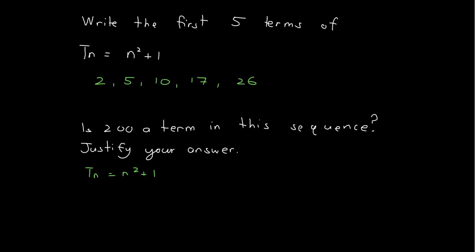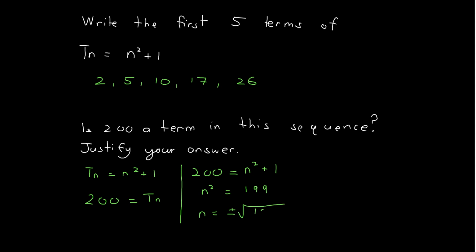So what we do, we want to work out if the location for 200 is actually in a whole number position. So we go, okay, what position is 200 in? So we know 200 equals t of n. So we can get that then. So 200 equals n squared plus 1. N squared equals 200 minus 1, which is obviously 199. So n equals plus or minus the square root of 199.